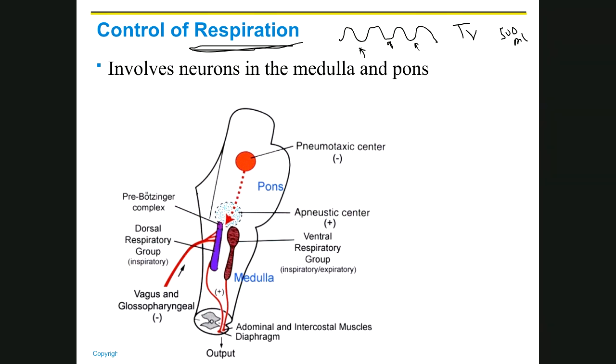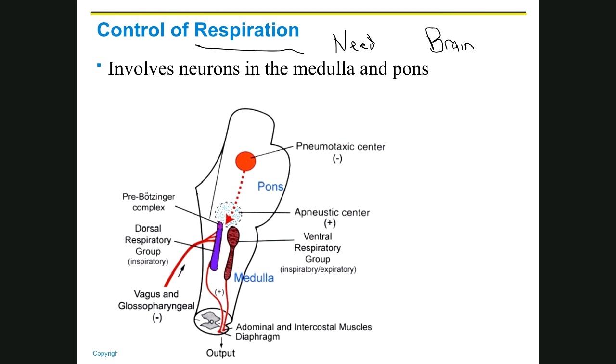Now, if you exercise, we're going to start breathing faster. And we're also going to start breathing deeper. So something is regulating respiration, and it's regulating it based on need. Well, the brain is what's in charge of regulating respiration. So if you look at the brain, remember, it looks a little bit like this.